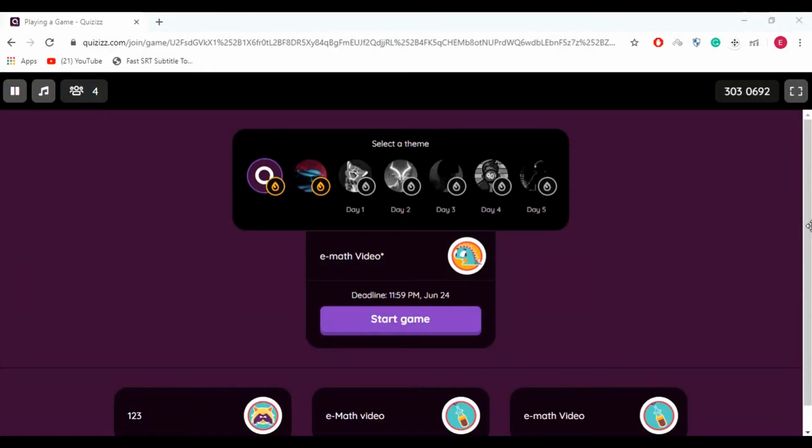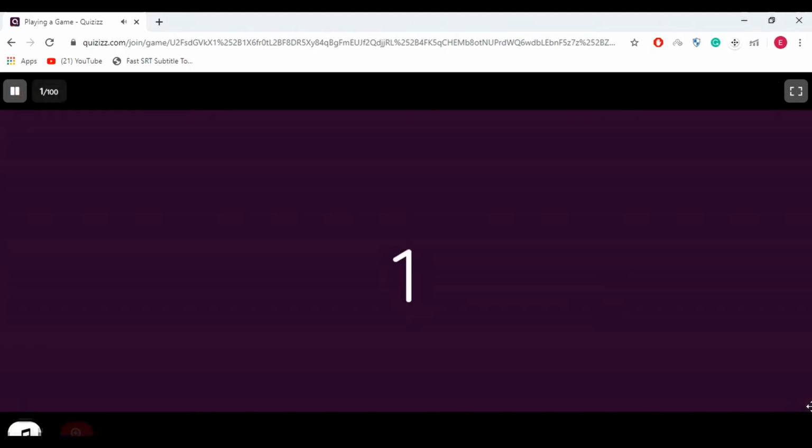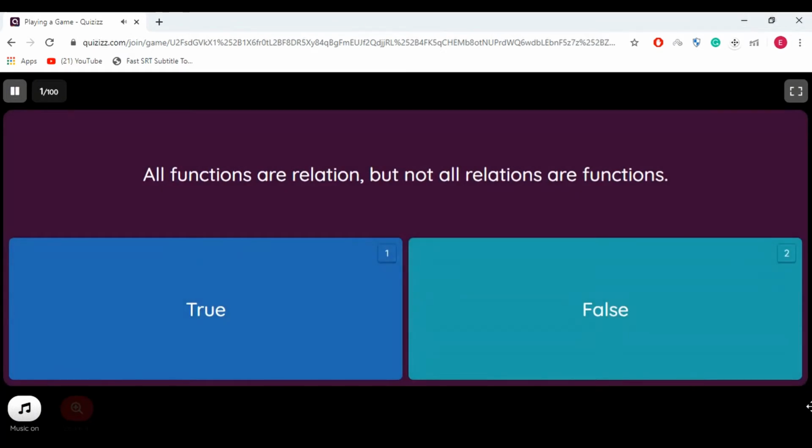Today, we will be doing 100 true or false questions on Form 4 Maths. Alright, are you ready? We will start the quiz now. In 3, 2, 1, go! First question. All functions are relations, but not all relations are functions. Is it true or false?